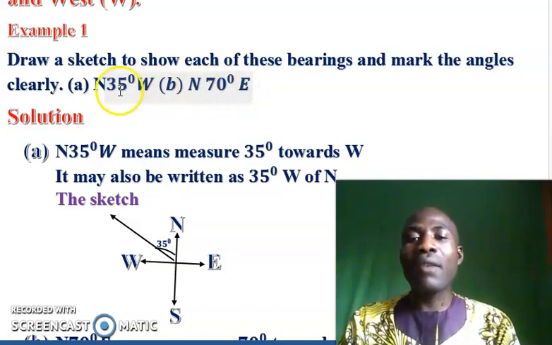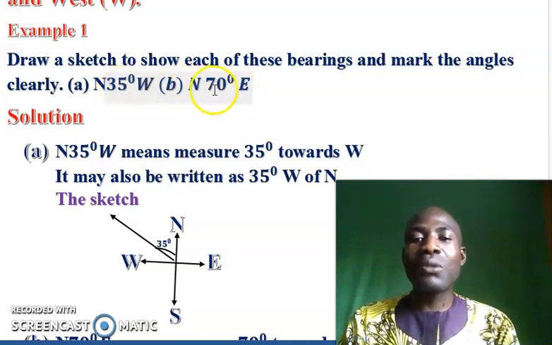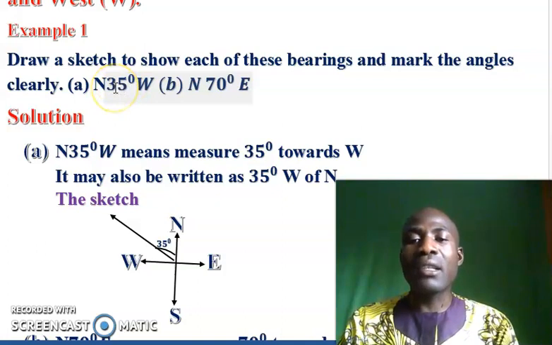So actually, if you can see, all the angles given in these 2 questions here are all less than 90. They are all acute angles. So that's why we say all acute angles are usually applicable in compass bearing. The angle given in compass bearing must be less than 90. So as you can see, 35 is less than 90, 70 is less than 90. So for me looking at this, even if you are not told, you will know that this question is compass bearing.